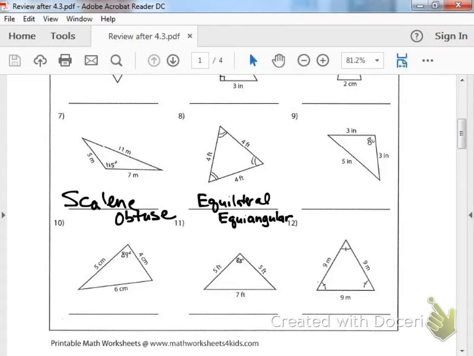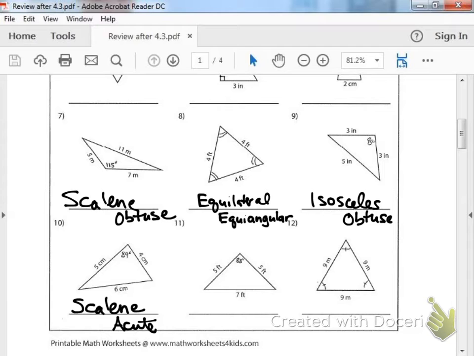All right, number 9. It's kind of hard to see, but this says 95 degrees, and then the side lengths are 3, 3, and 5. So what did you guys come up with? Isosceles obtuse. Great. All right, number 10. Scalene acute. Good. It's 1 degree too small for anything else. Scalene acute.